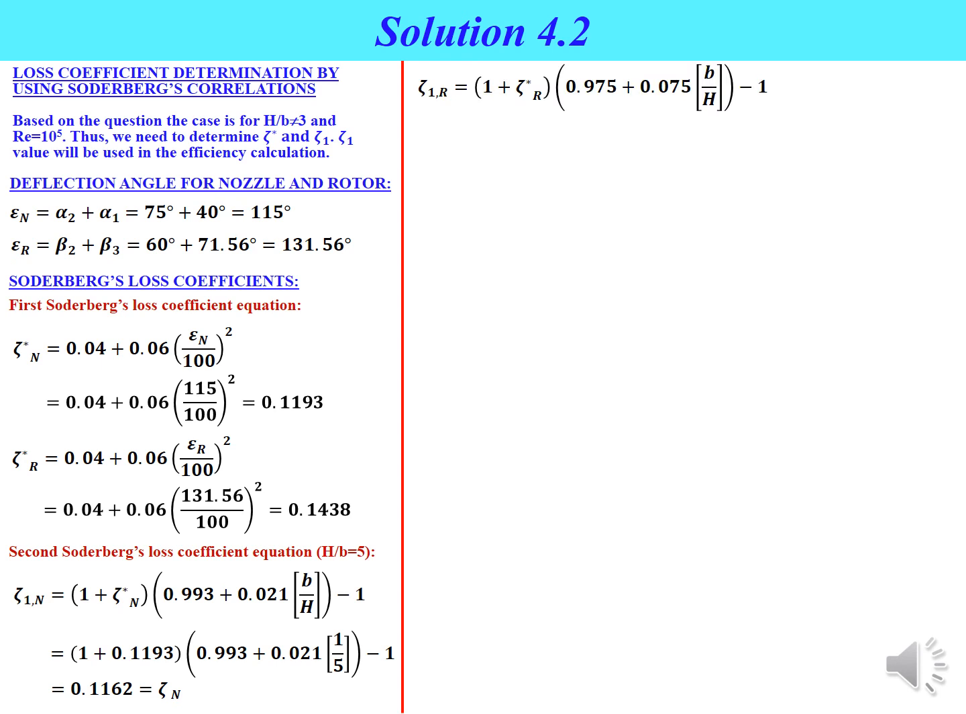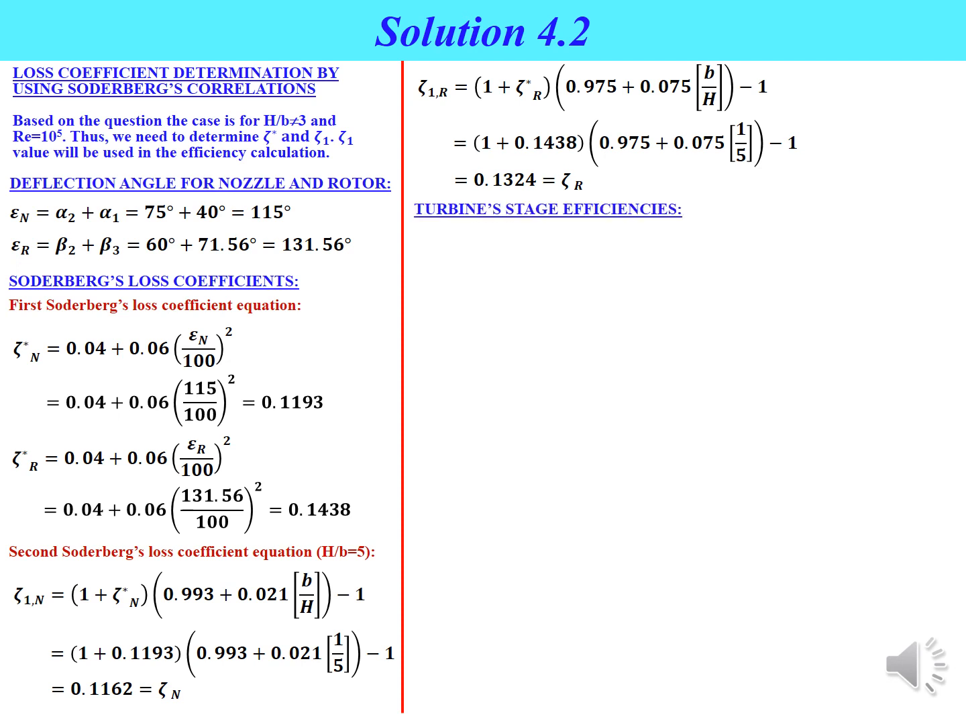And in the rotor, the zeta 1r value is equal to 0.1324, which is also equal to the zeta r value that we need to substitute into the total to total and total to static efficiency equations. Okay, so we already have all the values required to calculate the turbine stage efficiencies.